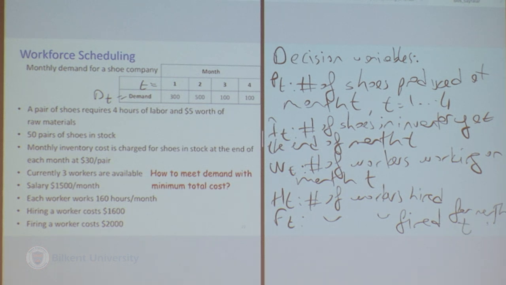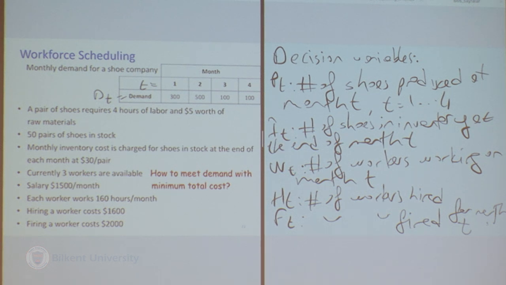Well, the production amount is definitely the trivial variable. You need to know how many you're producing that month. The rest, we need them to come up with the correct formulation. Okay? So PT represents my number of shoes. IT represents my inventory. WT represents my workers. HT and FT represent the workers I hired and fired. All right? Now we're going to formulate this step by step.